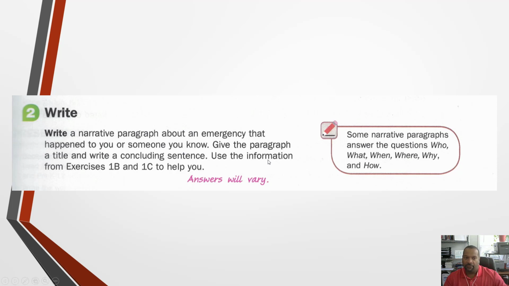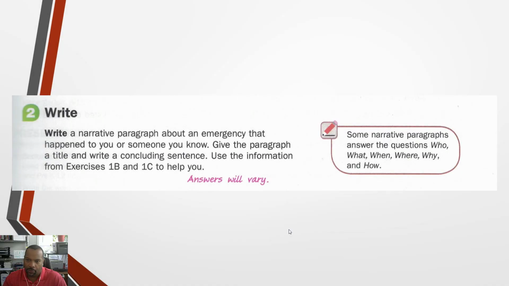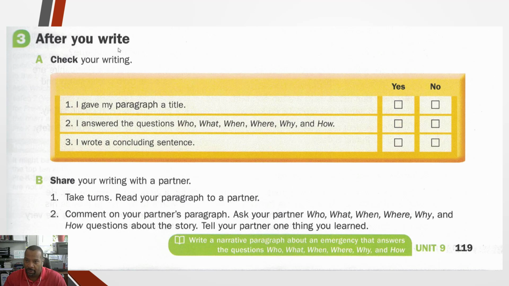So let's take some time, pause the video, and write that narrative paragraph. Okay? We're going to answer the questions who, what, when, where, why, and how. All right, so let's do that, and we'll come back and we'll continue on. Okay, so hopefully you had some time to write your narrative paragraph answering the questions who, what, when, where, why, and how. Okay, so number three, after you write, check your writing. So these are the things that we want to check yes for, to make sure that we have a complete paragraph and that we've answered those questions correctly and completely.